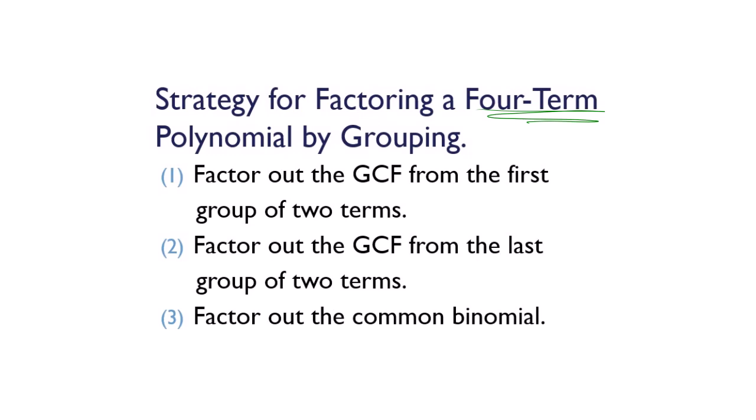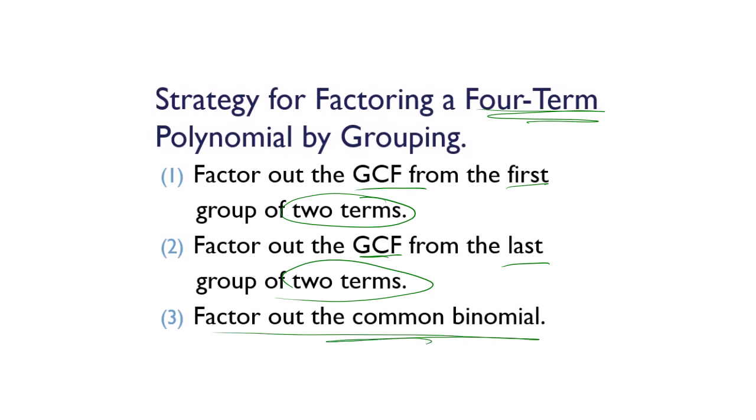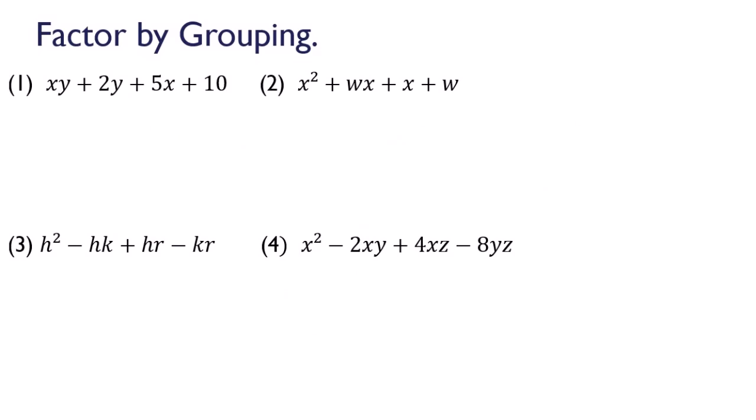So first we factor out the GCF from the first two terms. Then we factor out the GCF from the last two terms. All right, so the first two terms, last two terms, and then we factor out the common binomial. And so we should see a binomial that matches up, and then we factor that out, okay? So let's see some examples and try to make sense of this.